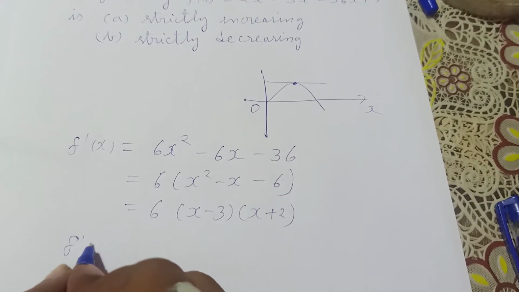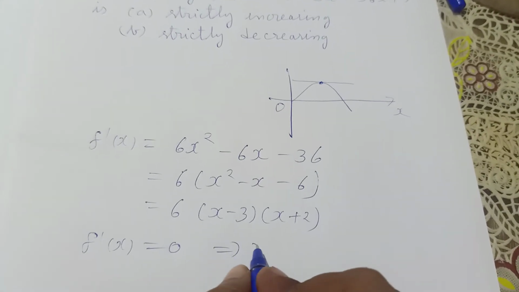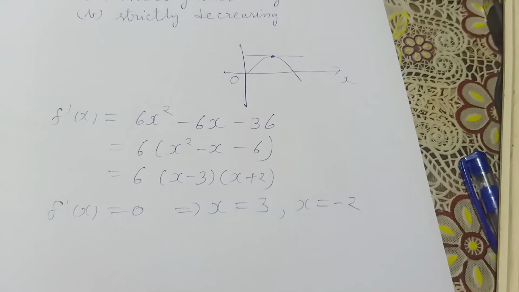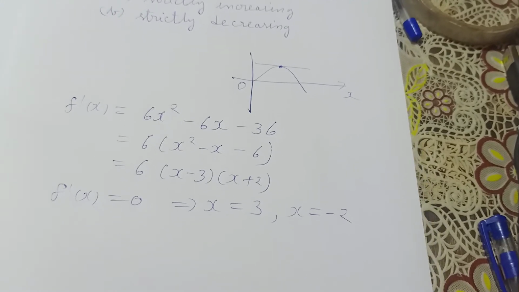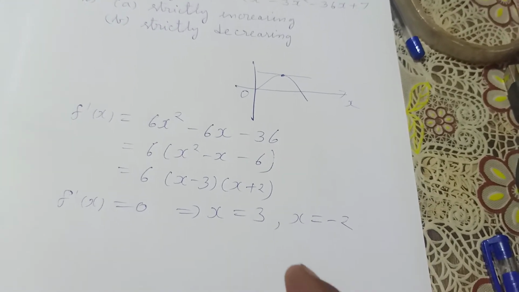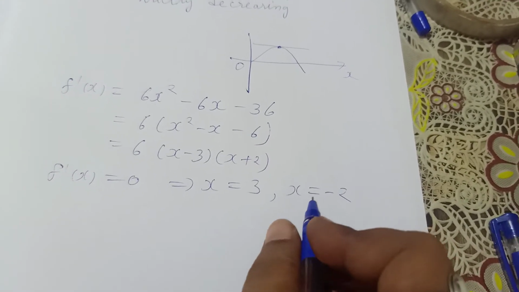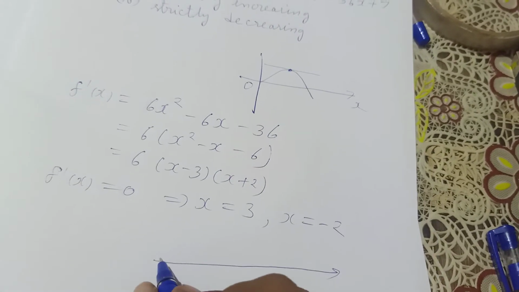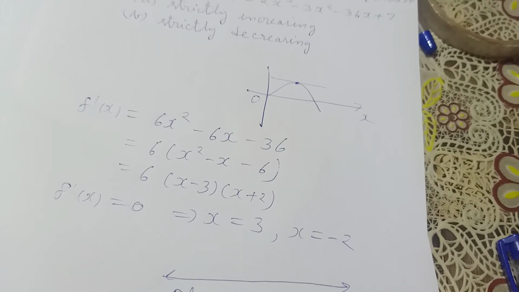If we put f'(x) equal to 0, this implies x equals 3 and x equals minus 2. So there are 2 points, x equals 3 and minus 2, at which the tangent is parallel to the x-axis. Now we locate these points on the real number line. So we draw a number line, this is minus infinity and this is plus infinity, this is minus 2, this is plus 3.